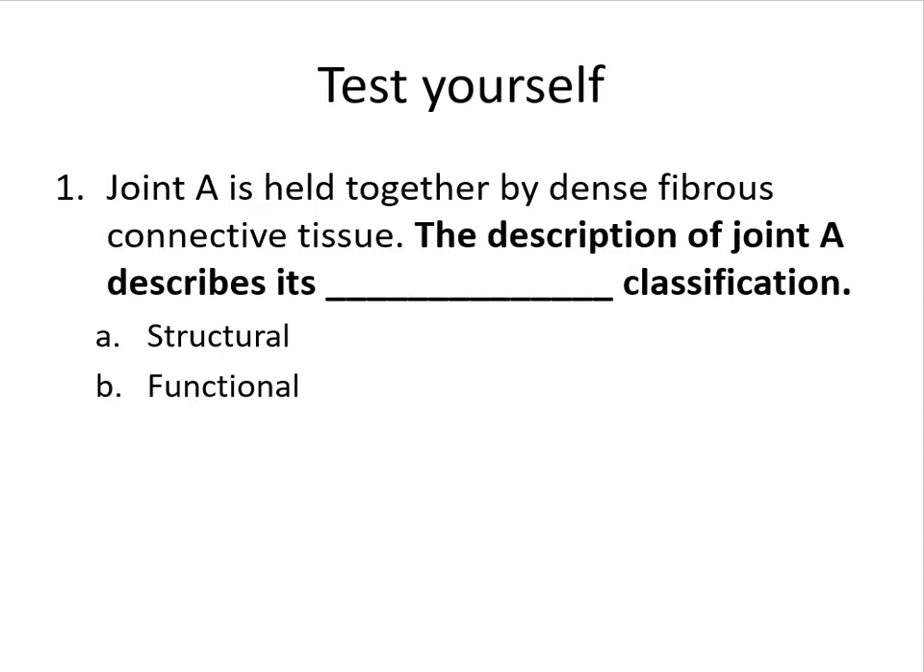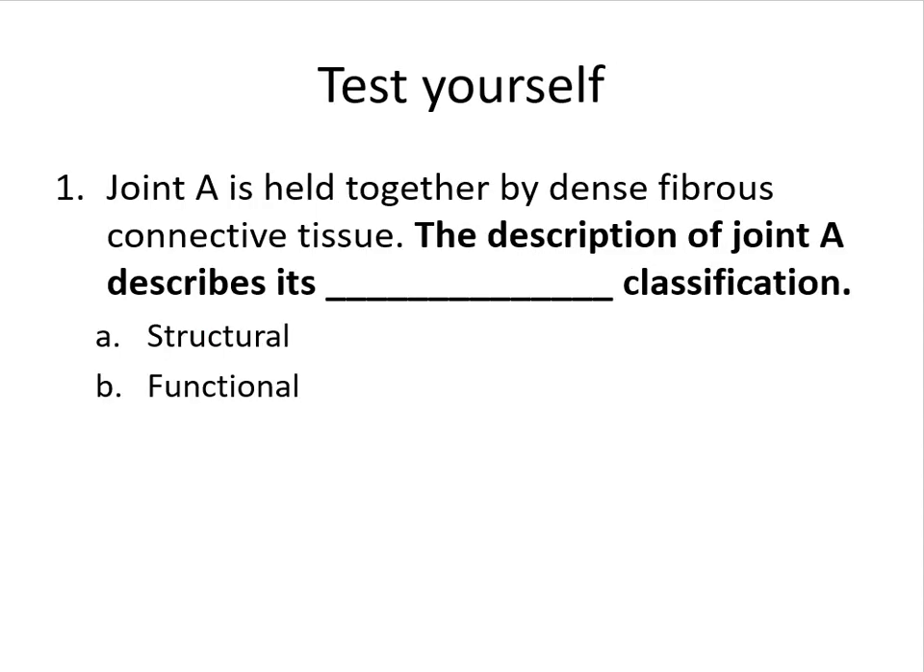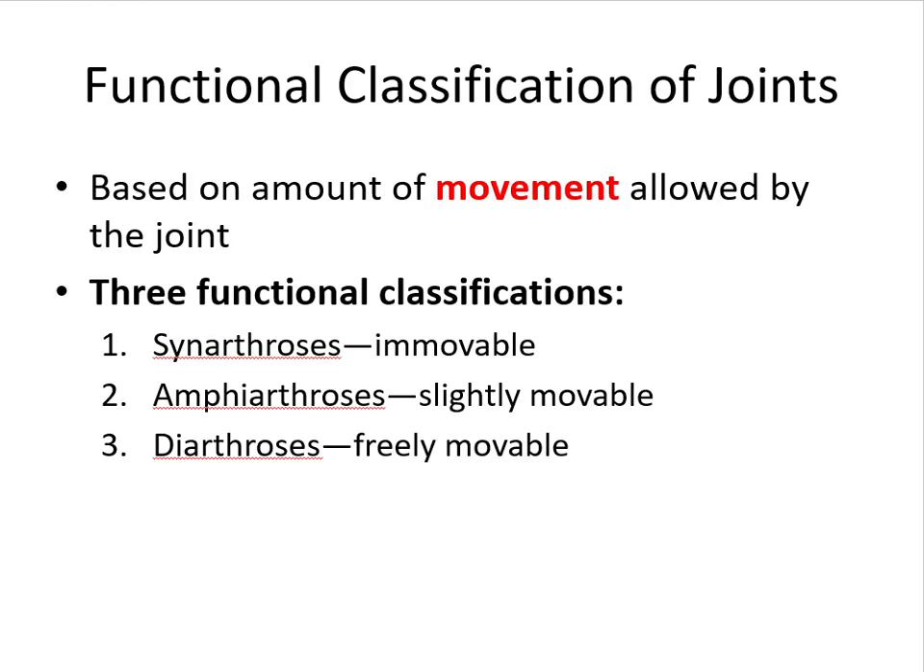Test yourself. If you have joint A and it's held together by dense fibrous connective tissue, is that description of joint A describing its structural or its functional classification? So we're talking about dense fibrous connective tissue holding together joint A. Because we're talking about what's holding it together, the materials binding bones together, this is an example of structural classification.